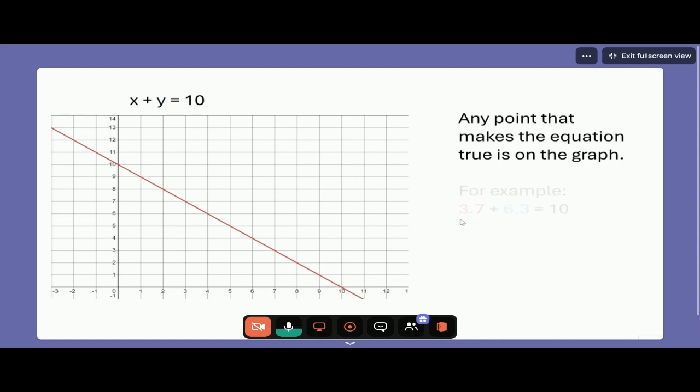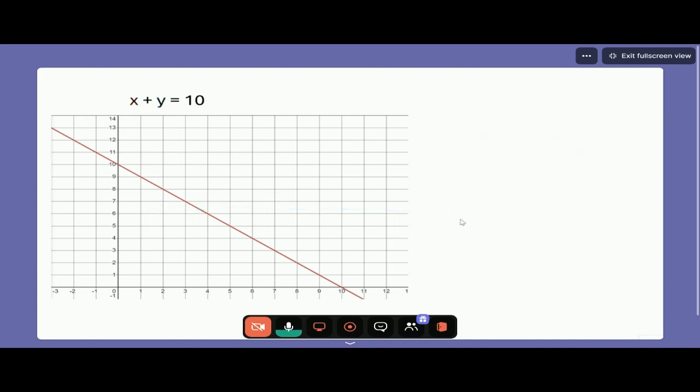So for instance, just picking one at random there, 3.7 plus 6.3 equals 10. So x equals 3.7 and y equals 6.3 should be on the graph. Yeah, there it is. It would have been a hard one to graph, but it is on the graph. So any x y pair that makes the equation true is on the graph. Turn that around.